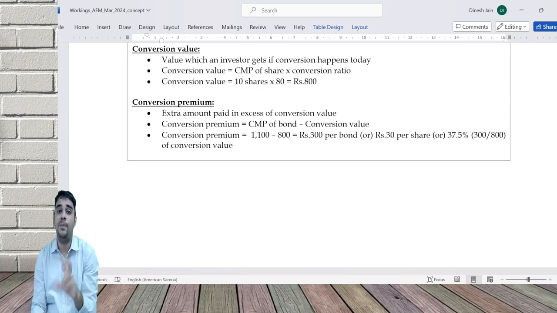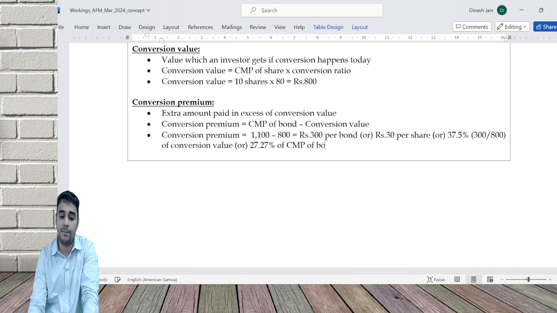Tell me, 300 divided by 1100 into 100. 300 by 1100 is 27.27%, the percentage of the current market price of the bond.